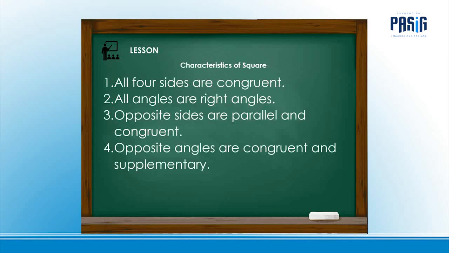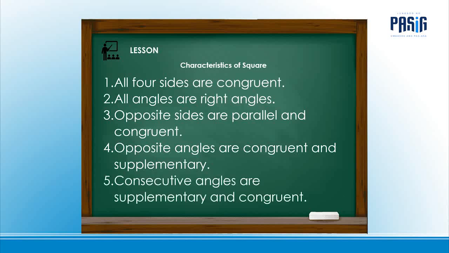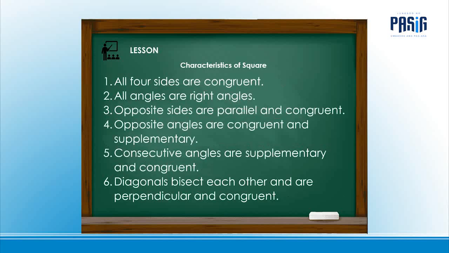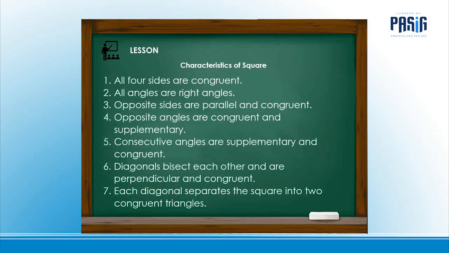Opposite angles are congruent and supplementary. Also, consecutive angles are supplementary and congruent. And diagonals bisect each other and are perpendicular and congruent. At the same time, each diagonal separates the square into two congruent triangles.